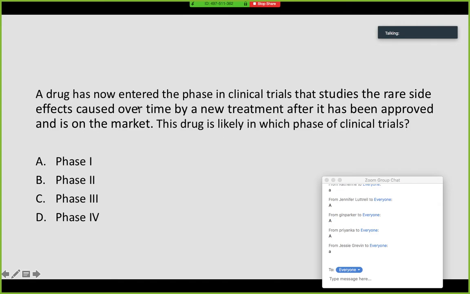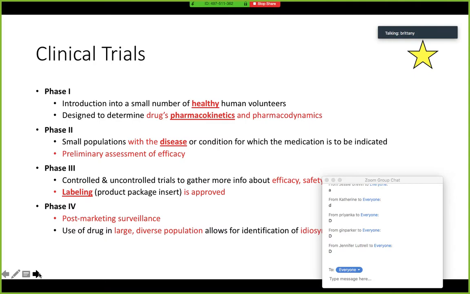Okay. A drug has now entered the phase in clinical trials that studies rare side effects caused over time by a new treatment after it has been approved and is on the market. What phase are we in now? Right. Phase 4, because that includes post-marketing surveillance. So that's when you're looking for those rare and idiosyncratic side effects.